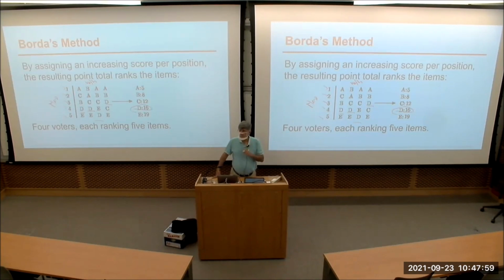This is a pretty simple scheme, right? And basically, given this, we can get a point total for every item. Sorting these point totals will give me a ranking from best to worst. Any question? That's what we call Borda's method. Any question about this scheme for coming up with a ranking of the people?